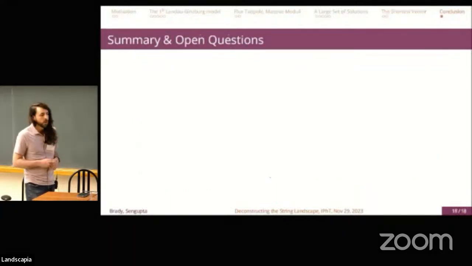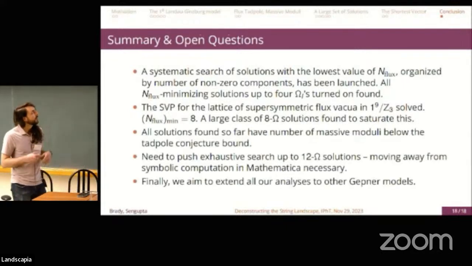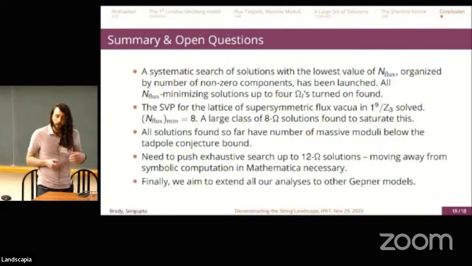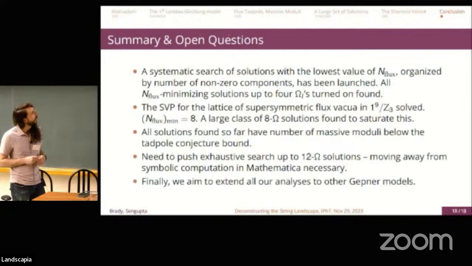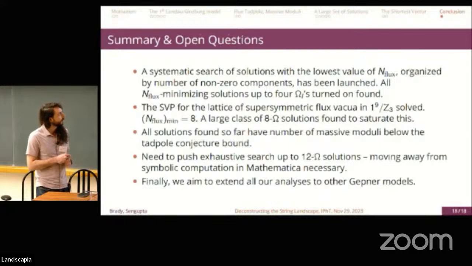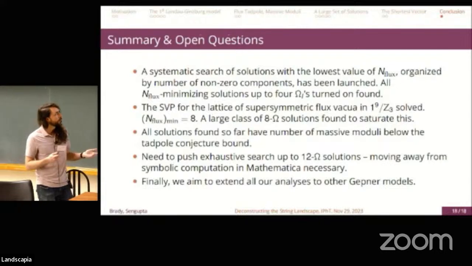Okay. So let me summarize what we did. We initiated a systematic search for solutions with the lowest value of n flux, and we organized them by the number of flux omegas that are turned on, order by order, and performed an exhaustive search up to 7 omegas turned on. This is similar to the shortest vector problem, which is NP-hard, but that's unimportant.